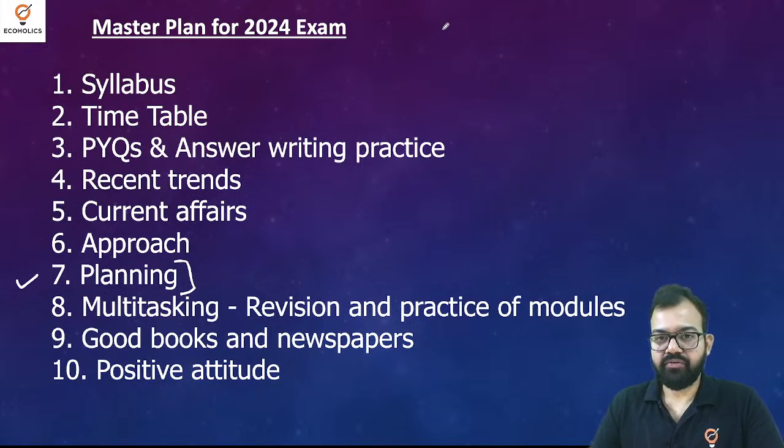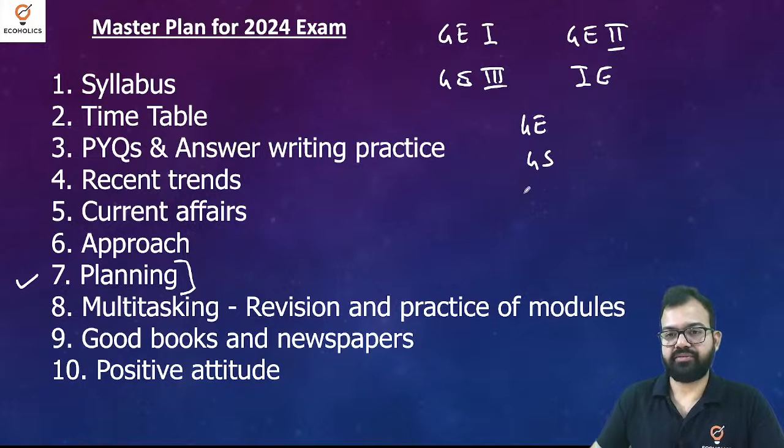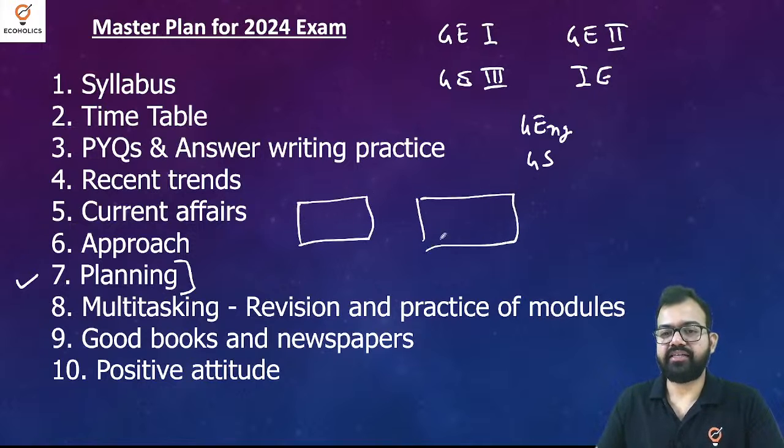Now planning means when you will be able to finish General Economics 1, when you will finish General Economics 2, when you will finish General Economics 3 and Indian Economics. Plus we have General English and General Studies. So here I'll write ENG, not to get confused. Now planning is what? I'll tell you to adopt a box or a folder technique here.